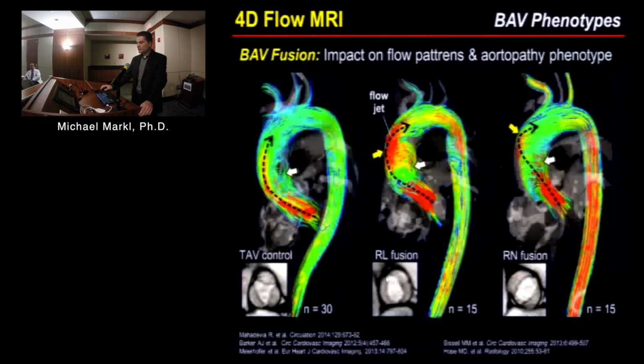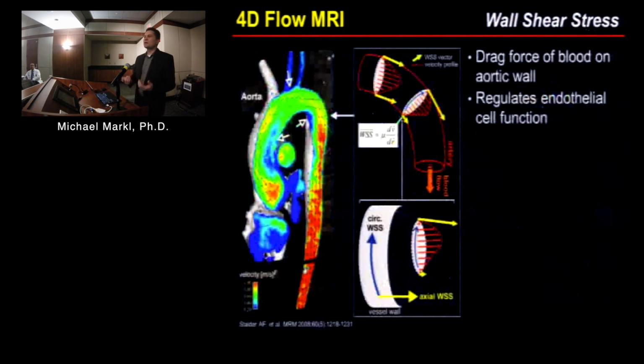And again, I want to reiterate that in a larger study, we compared controls to right-left and right non-fusion patterns, and we saw consistently different flow patterns, in agreement with these different types of aortopathies. But again, how do you quantify it? One way we started to look at it is wall shear stress, which we can derive from the flow patterns. We measure the 3D blood flow in the aorta.